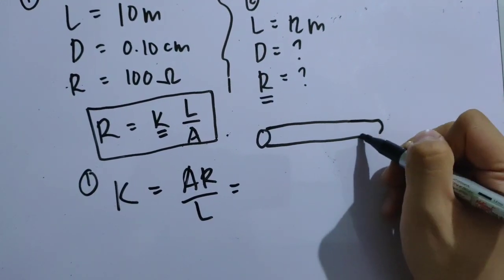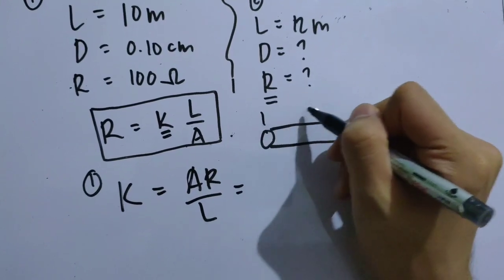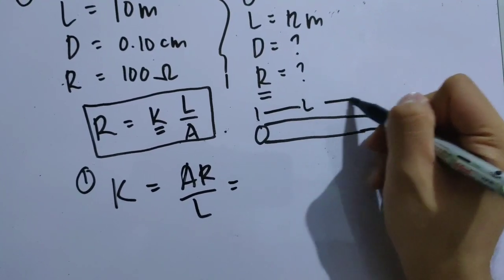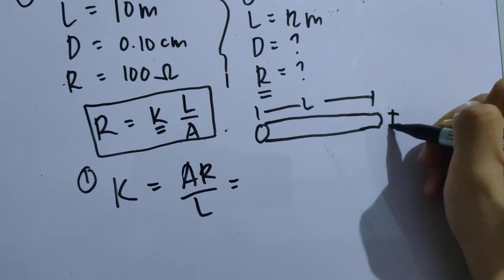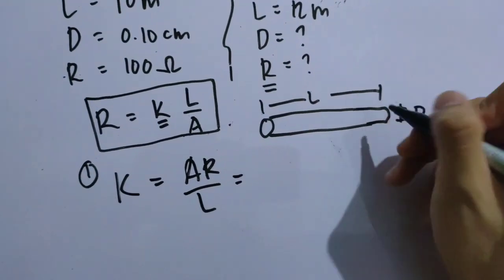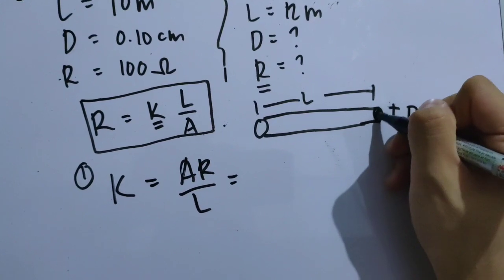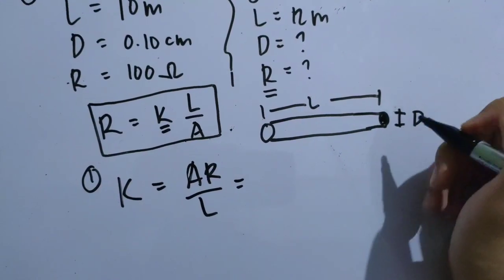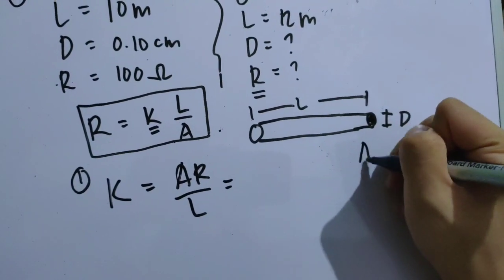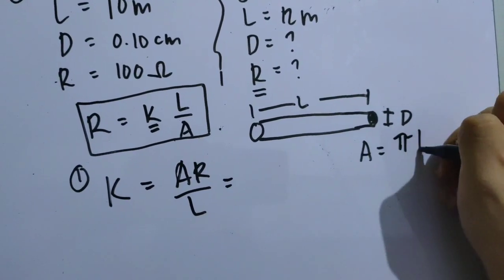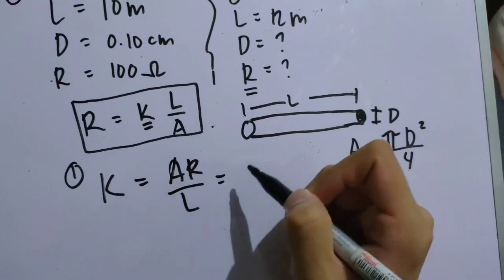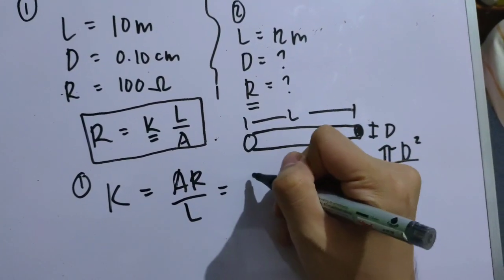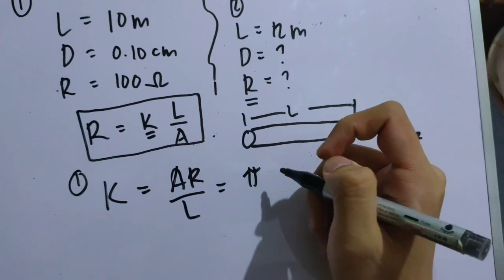So, kung ito yung wire natin, ito yung length niya. Tapos, ito yung diameter niya. Tapos, yung area, yung cross-section ng circle na to. So, yung area ng circle is equal to pi d squared over 4. So, i-solve na natin yung area dito. So, pi d squared over 4.